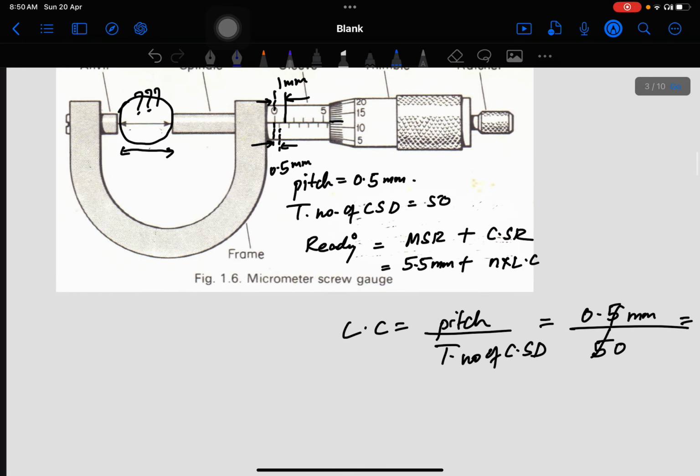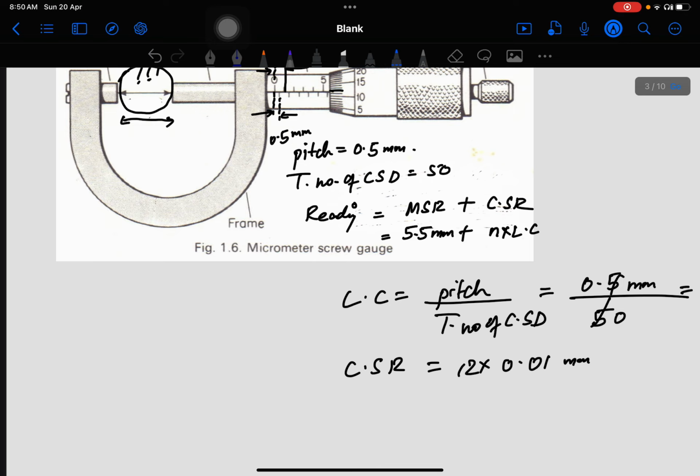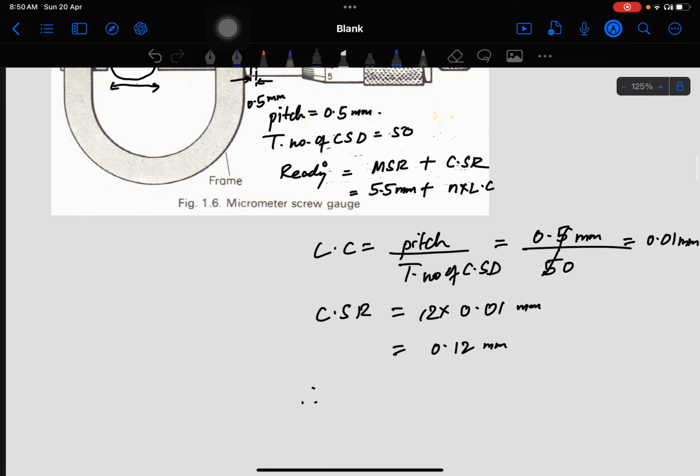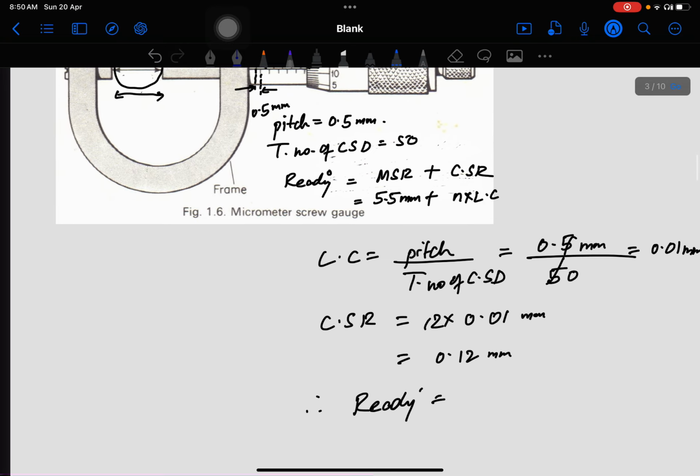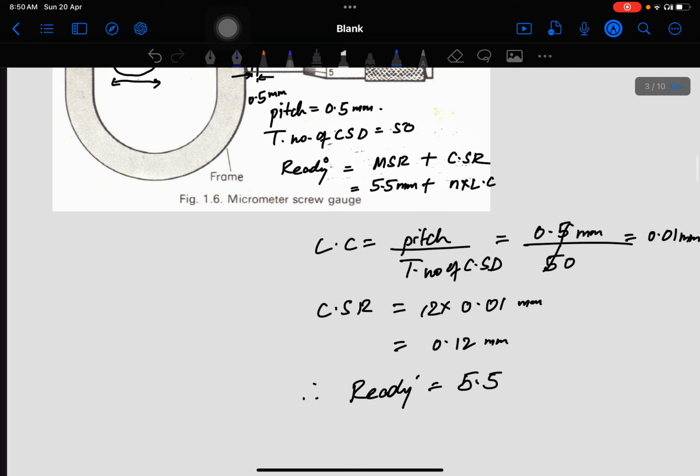That's all. So therefore, now you can directly write that circular scale reading is nothing but 12 into 0.01 mm, and therefore this is 0.12 millimeters, and therefore the reading is equal to how much? This was 5.5, right? Plus 0.12 mm as a whole, right? So this becomes equal to 5.62 millimeters, right?